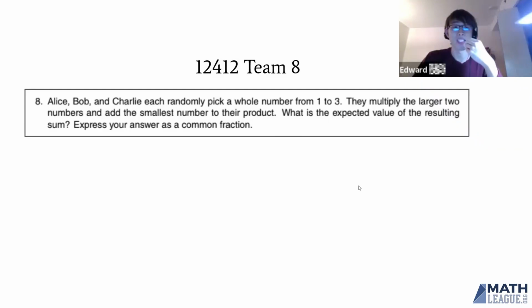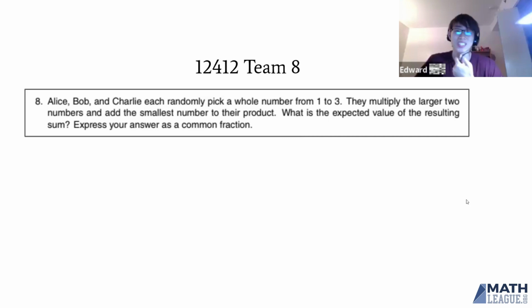I'll present team 8. Team 8 says that Alice, Bob, and Charlie each randomly pick a whole number from 1 to 3. They multiply the larger two numbers and add the smallest number to their product. What is the expected value of the resulting sum? Express your answer as a common fraction.